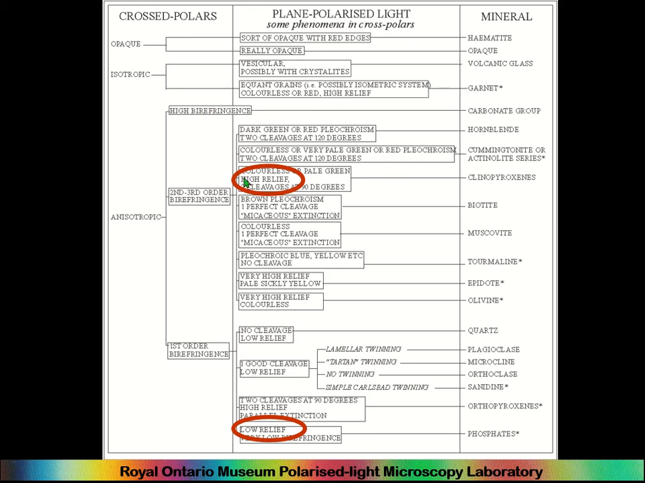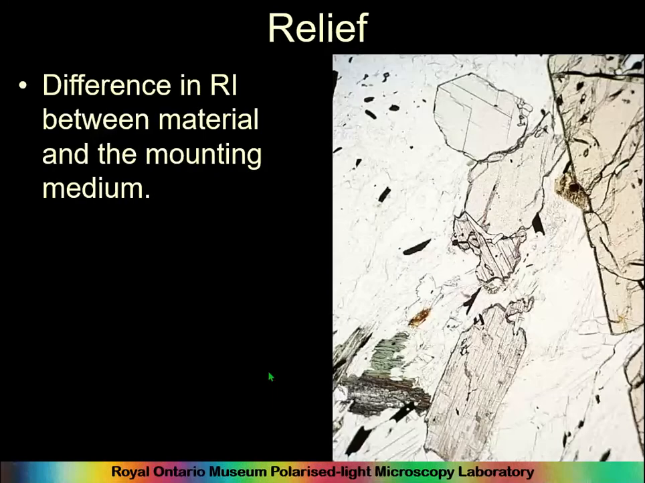Like you have the high relief clinopyroxene and low relief phosphates. You have very high relief like epidote, and you have somewhat low relief like quartz and feldspars. So relief is the difference in refractive index between the material and the mounting medium. Okay. And basically it looks like this. So here are low relief minerals and here are high relief minerals. And it's sort of like a relief map where this is higher than this. Like this is the valley and this is like hills or mountains, although they're actually all exactly the same altitude.